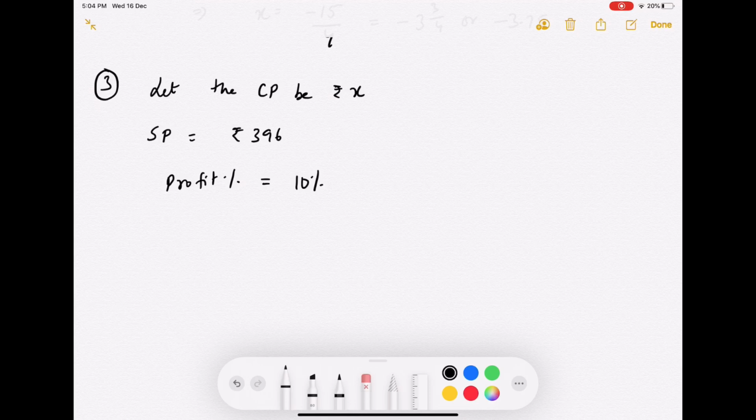Okay, so let us look at the basic concepts of profit and profit percent. If selling price is 396 and cost price is x, if we need to have a profit, then the selling price has to be more than the cost price, and that difference gives us the actual profit. So I can say that profit is equal to selling price minus cost price. So rupees 396 minus x.